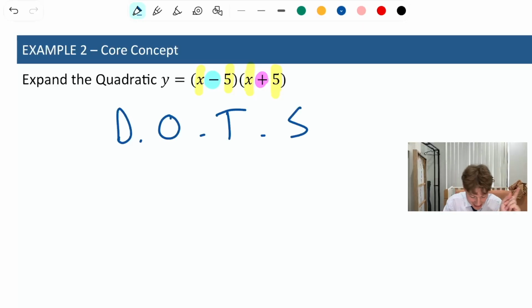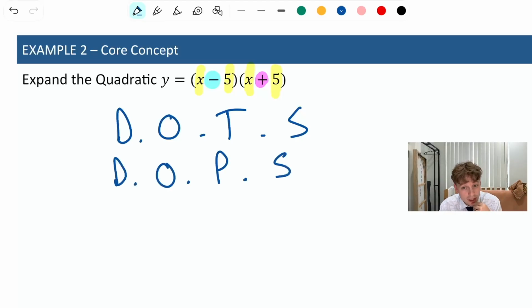There is a second name, the difference of perfect squares, or DOTS. So they're the two main names you'll see. They're the two main names your teachers will most likely use as well. Now, I will talk about why this matters.